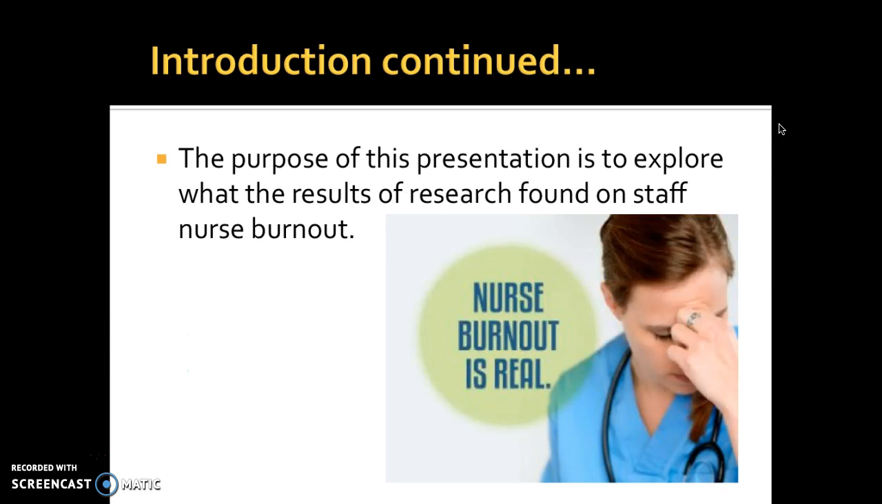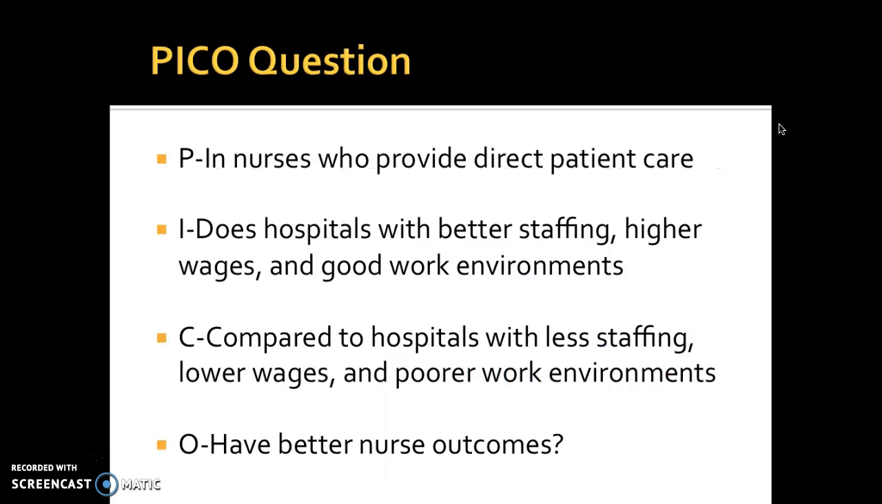The purpose of this presentation is to explore what the research found on staff nurse burnout. So the PICO question is: in nurses who provide direct patient care, do hospitals with better staffing, higher wages, and good work environments, compared to hospitals with less staffing, lower wages, and poorer work environments, have better nurse outcomes? Nurse outcomes being job satisfaction, burnout, and intent to leave.